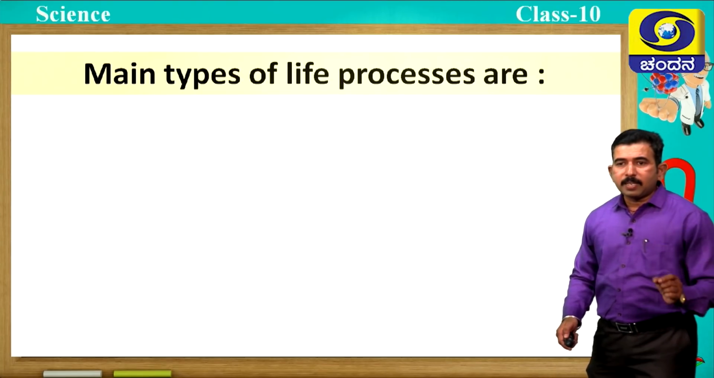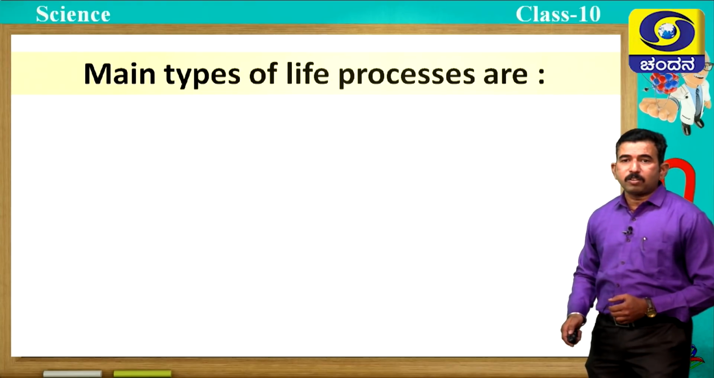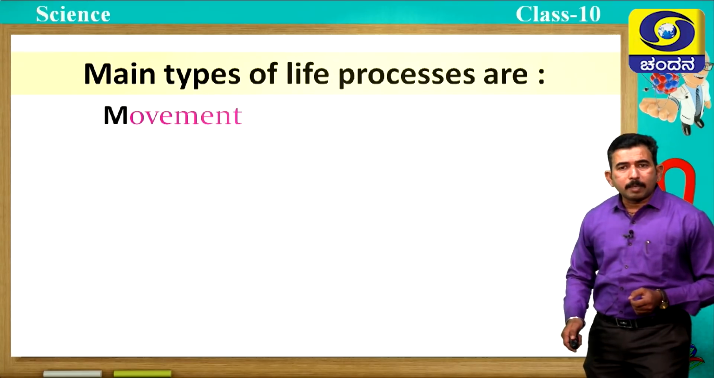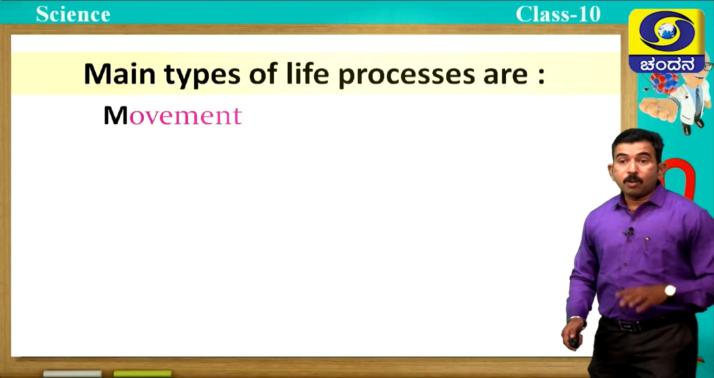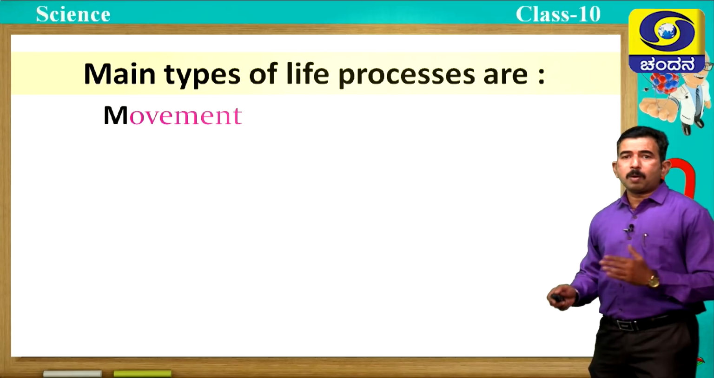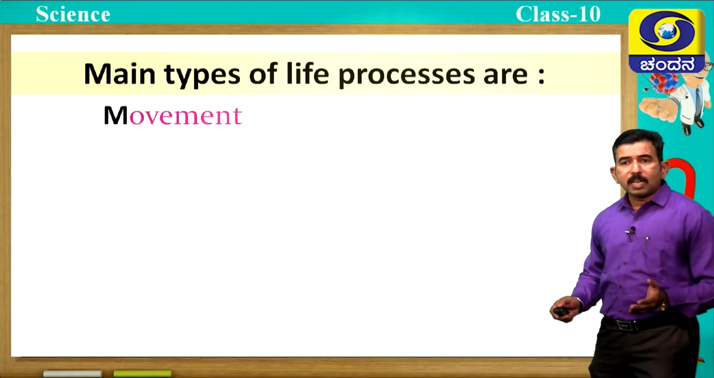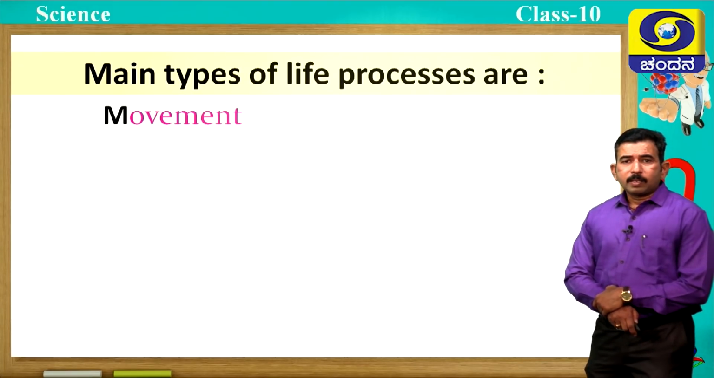That is taking place in living organisms for their survival and maintenance of their life on this earth. Now let us study one by one these important types of life processes. First is movement. Just now we discussed in the beginning, normally organisms move from one place to another in search of food, which we observe in animals as well as in different organisms.